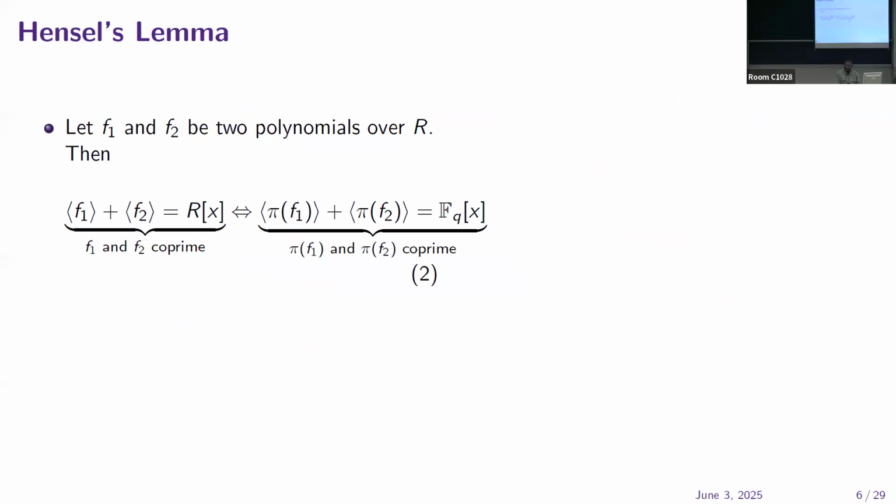Lemma: this is the result to prove Hensel's lemma. Let F1 and F2 be two polynomials over R. Then the ideals generated by F1 and F2 are coprime if and only if the ideals generated by the reductions of F1 and F2 are coprime. The proof of this equivalence is obvious. You can write a sketch of a proof.